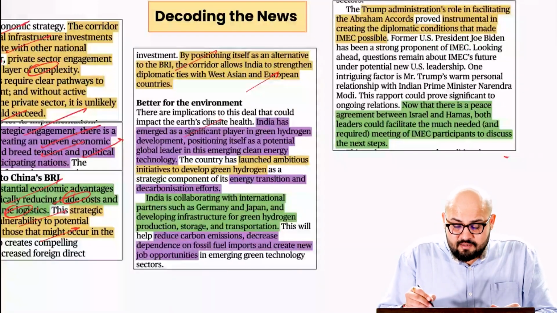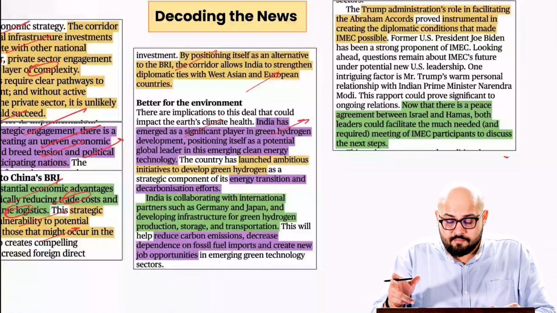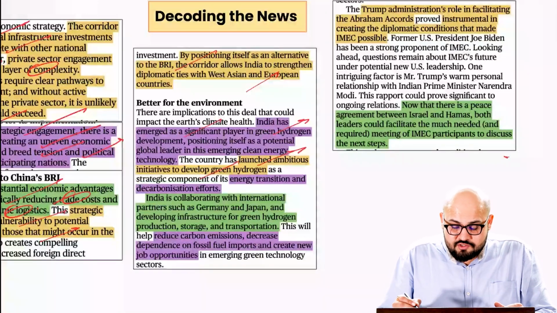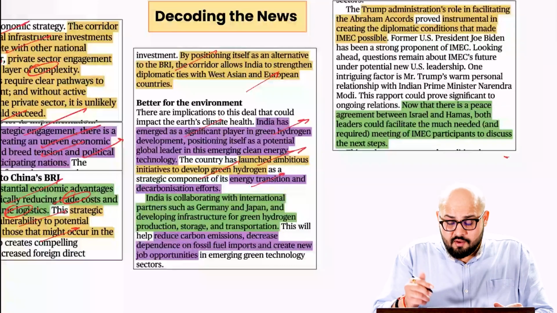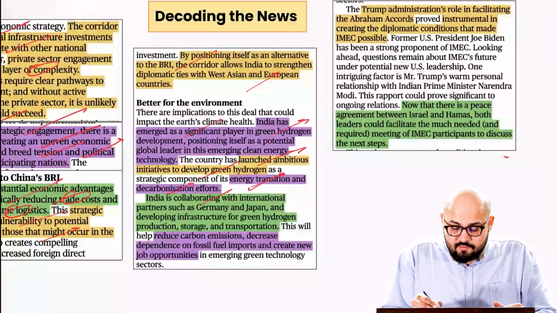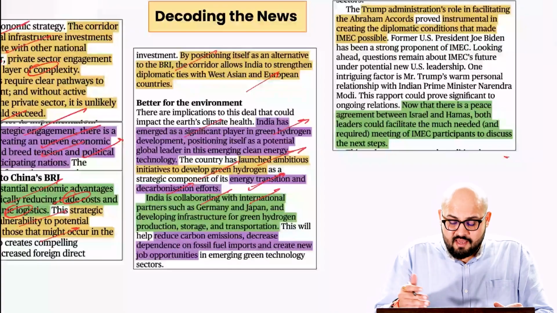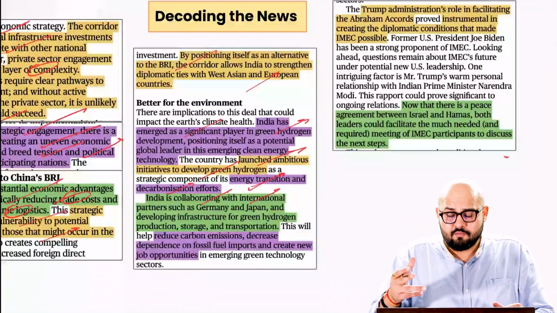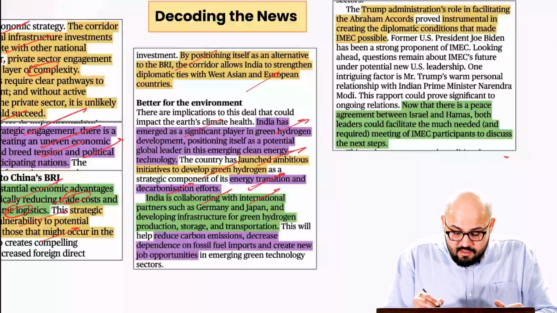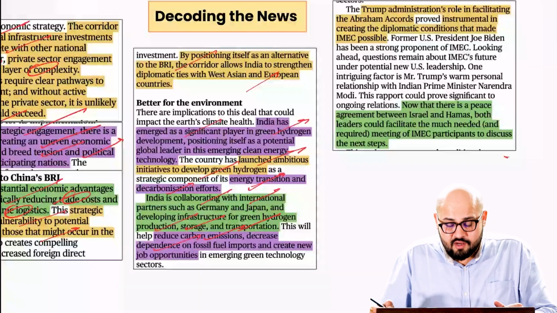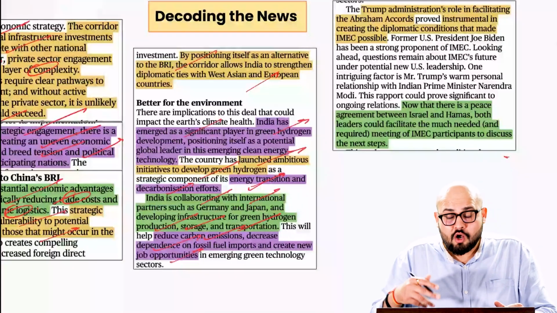India has emerged as a significant player in green hydrogen development. Again, it focuses upon renewable technology and launches ambitious initiatives to develop green hydrogen, because it is focusing upon energy transition and decarbonization efforts. India is collaborating with international partners. We have Germany and Japan, where we are collaborating specifically on green hydrogen, the technological innovations in this domain, right? In the aspects of production, storage, transportation. Now, this would help reduce carbon emissions, decrease dependence on fossil fuel imports, and create new job opportunities.